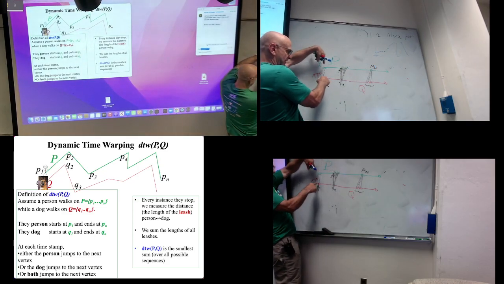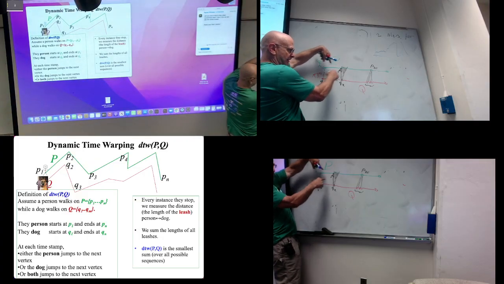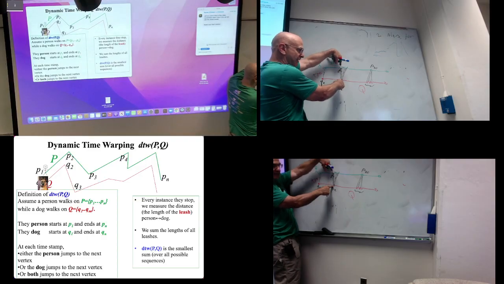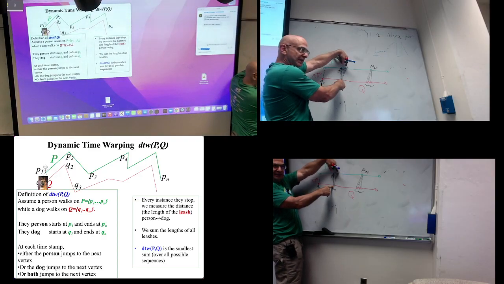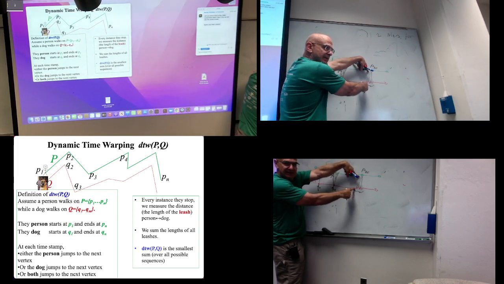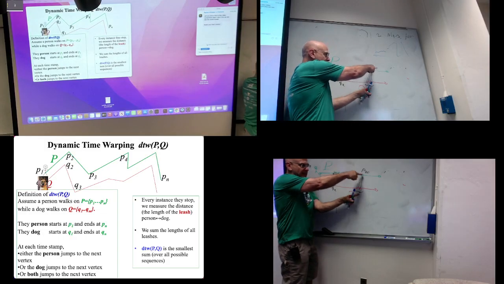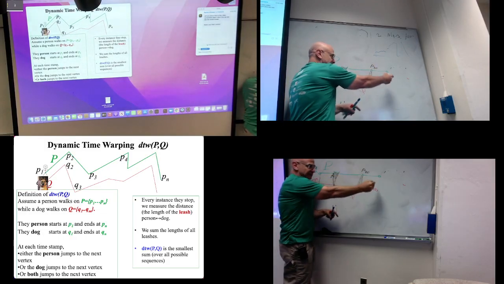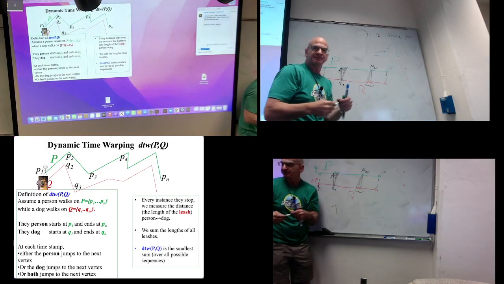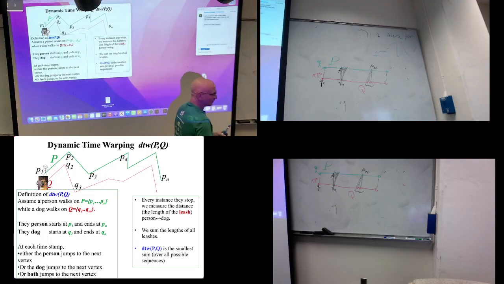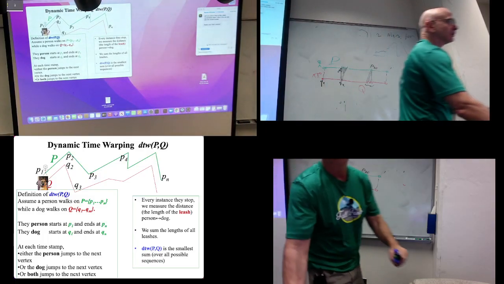When I find the optimal schedule, they both start here. They both jump to the next vertex. Now the dog doesn't move while the man keeps moving to the next vertex, next vertex, next vertex, until at some point they both move to the next vertices similarly. And now the person is the one that moves while the dog is running forward, matching many points. Okay, so that's a type of matching, a type of alignment that I want to find.